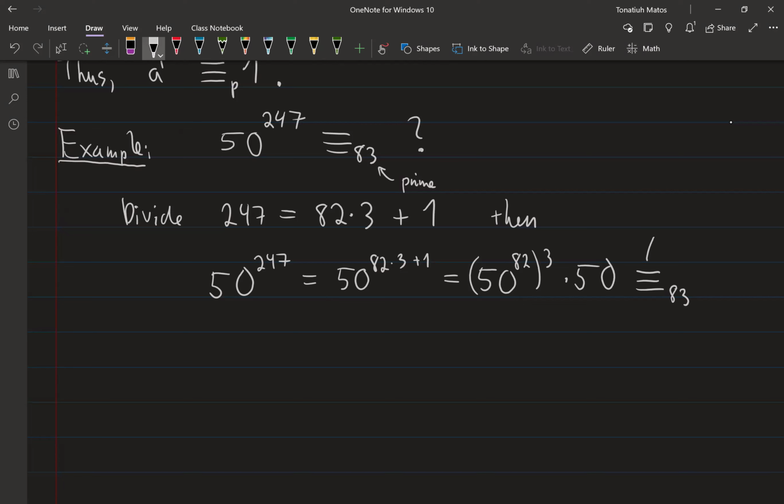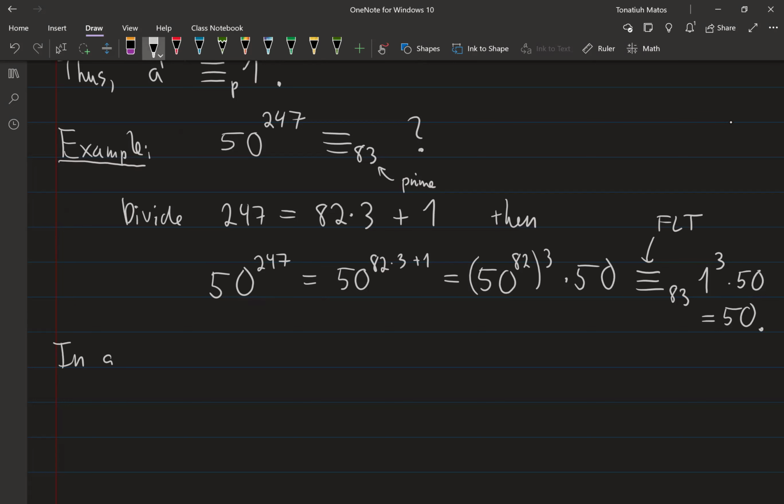If I apply Fermat's little theorem, we know that 50 to the 82 is just 1. So this is 1 to the third power times 50, which is, of course, equal to 50. So I have this horrible, complicated number on the left side, and I managed to reduce it to something really manageable using Fermat's little theorem. If we don't use Fermat's little theorem, we don't really know how to reduce exponent numbers, right? The powers. So this is one example.